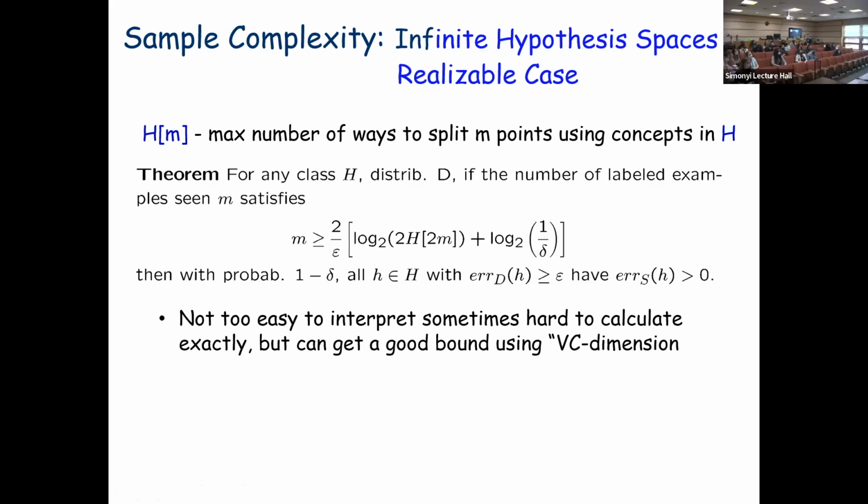Yes. In the statement of the theorem, I think there's a word missing or something. If the number of labeled examples seen, m, what is that? The number of examples seen, m, satisfies. Yeah, maybe it's a typo. Maybe the number of labeled examples m satisfies what we have seen. The number of examples is m? Yes, that's what it says. Okay, great. All right, thank you.